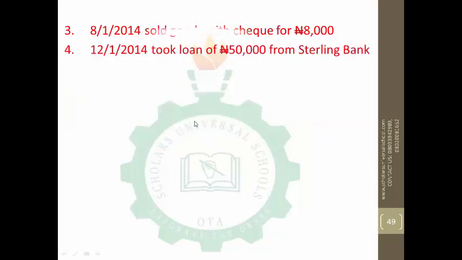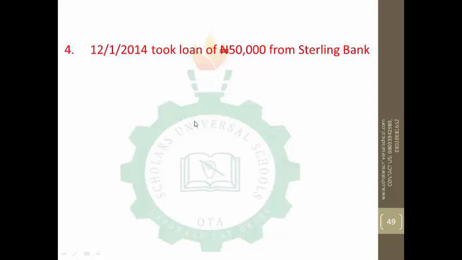Now you're done with the third. Now the fourth entry, on the 12th of January 2014, you took a loan of 50,000 naira from Sterling Bank. Now when you took loan from Sterling Bank, you've collected the loan. Now where would the loan drop into? You'll agree that the loan will drop in your bank account. So you are still using your bank account.